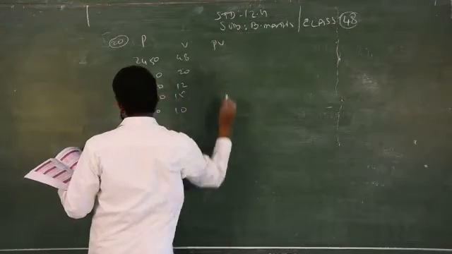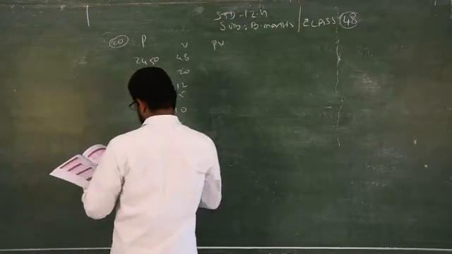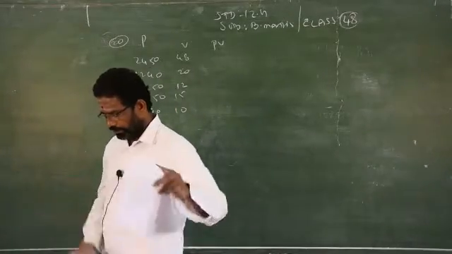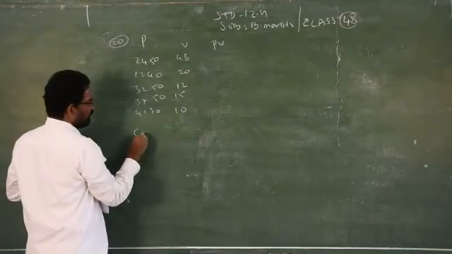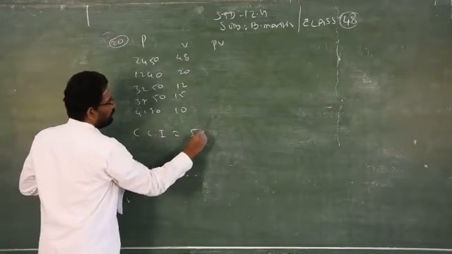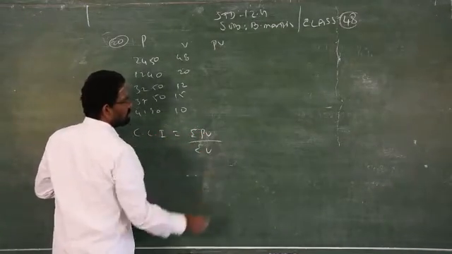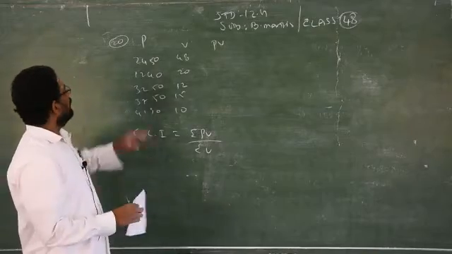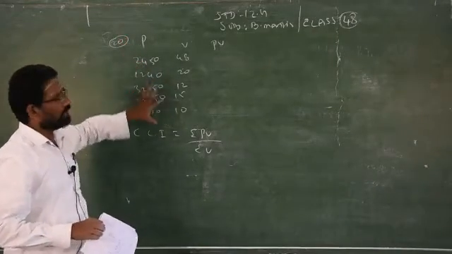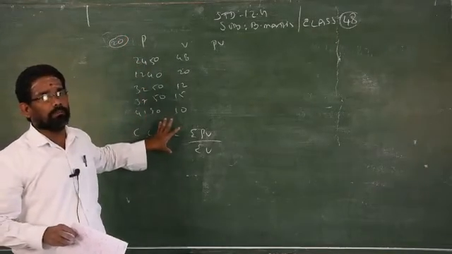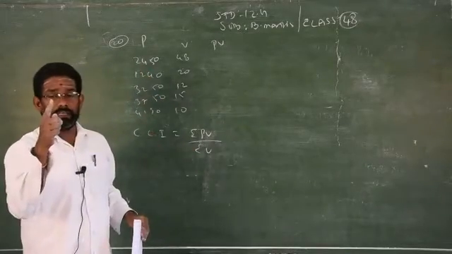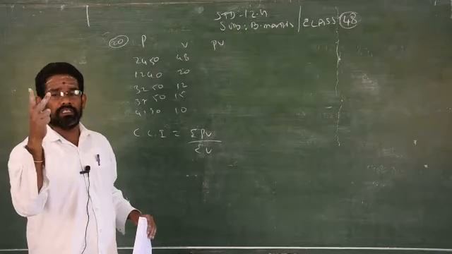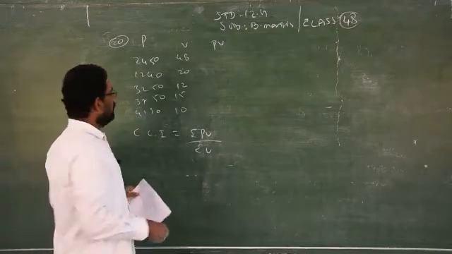So you have to find out PV. This is the formula when the index number is given. This is the formula to find the cost of living index number: summation PV by summation V. This is how to find the cost of living index number when the index number is given. When the index number is not given, we have two methods: one is the aggregate method, another is the family budget method.